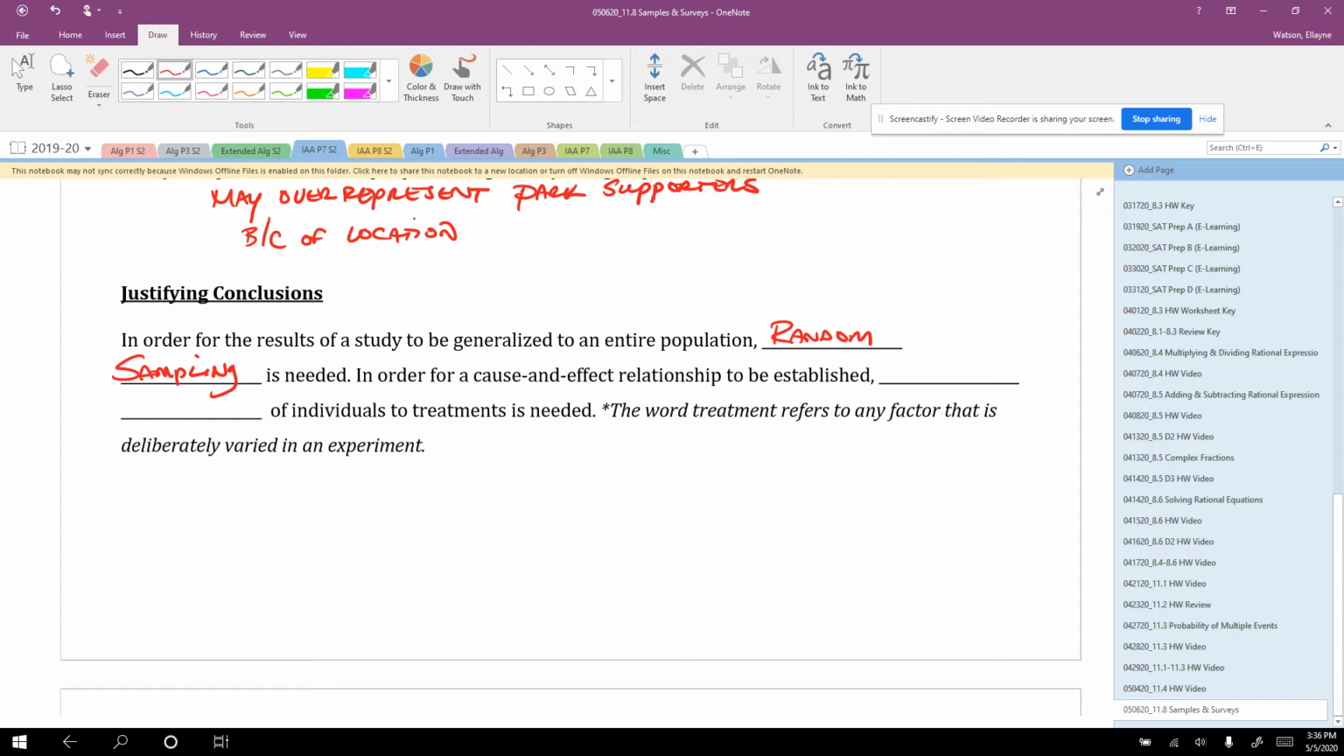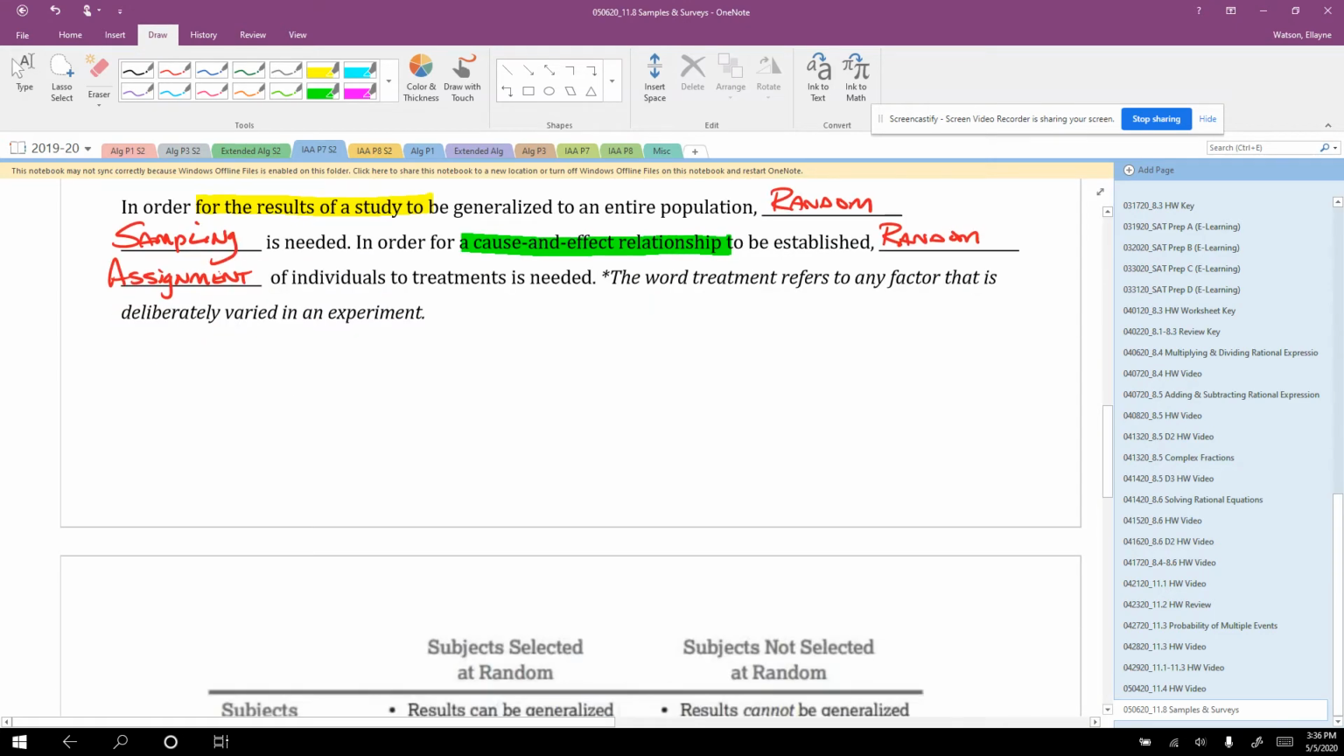Okay. In order for a cause and effect relationship, okay, so this says for the results of a study versus cause and effect relationship, okay, to be established, random assignment of individuals to treatments is needed. And treatment just means here any factor that is deliberately varied in an experiment. Okay, we're going to see that in the next example. All right, see the keyword here is random. All right, let's just keep moving on.